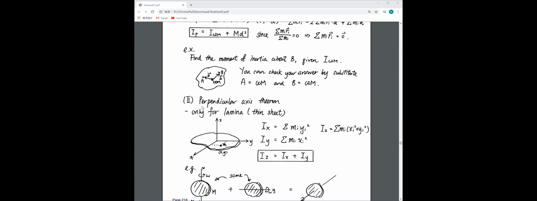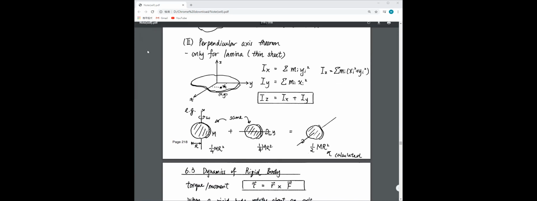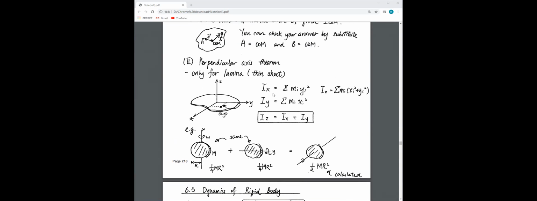So another theorem is the perpendicular axis theorem. This only holds for a lamina, a very thin sheet. So you can see how we define Ix, Iy, and Iz. I think it's not too difficult to understand. Now, for Ix here, y is the perpendicular distance from the axis.